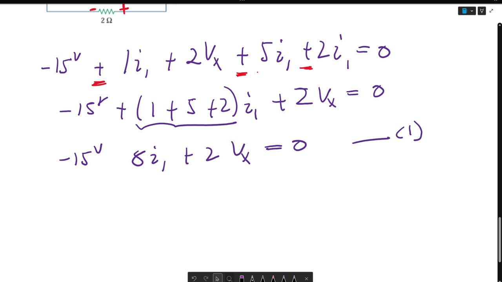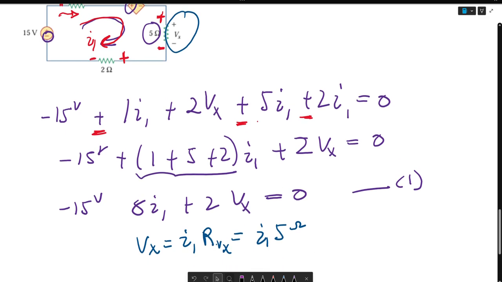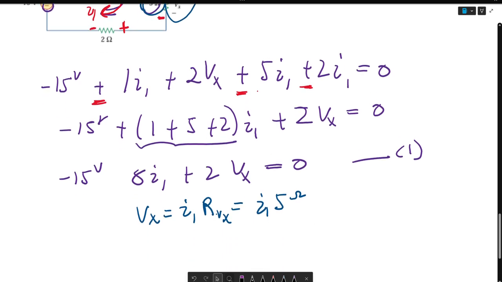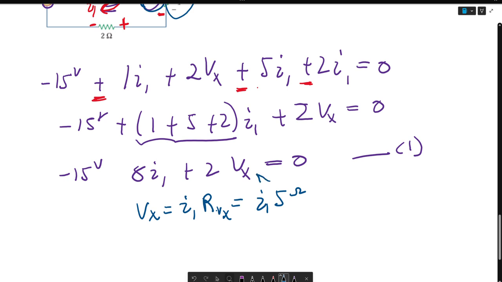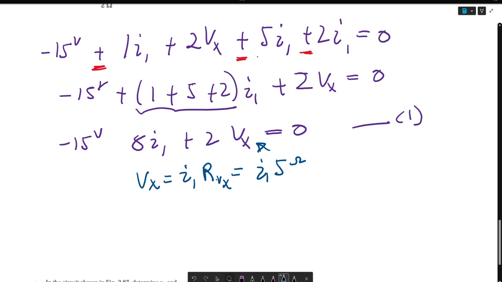And we note that Vx is equal to I1 times R Vx. And I1 is just I1. That's what we're trying to find. And R Vx is 5 ohms, according to our equation right here. So we can plug this into here, and we get that this is our second equation.